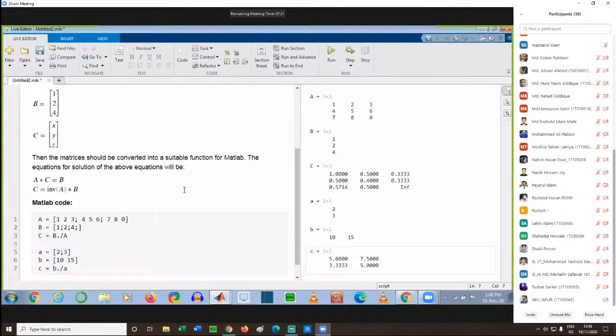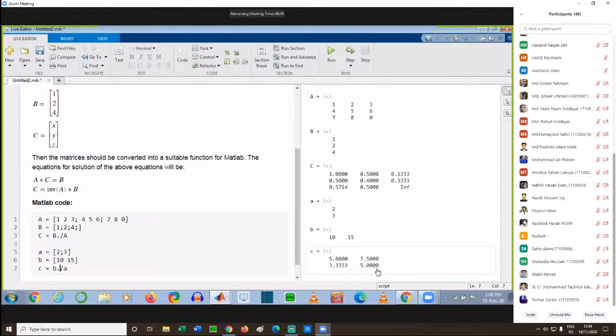Okay, look, so they are dividing each and every element, like 10 by 2, then you get 5, then 15 by 2, you get 7.5. Got it? Then 10 by 3, you get 3.3, then 15 by 3 equal 5. Is that clear? Yes, sir.